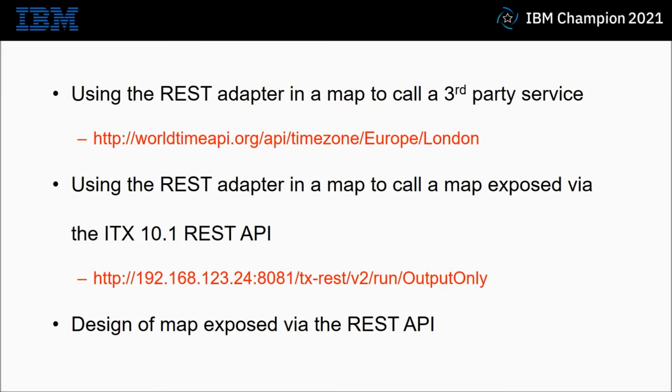In this three-part practical demonstration, I will use the REST adapter in a map to call a third-party service. This is a simple time-based API that has been exposed on the remote website worldtimeapi.org. For the second part, I will use the REST adapter to call a map that has been exposed via the ITX 10.1 REST API. This has been deployed locally and is accessible via the URL shown on screen ending with output only. For the final part, I will show you how I designed the map that I then exposed via the REST API.